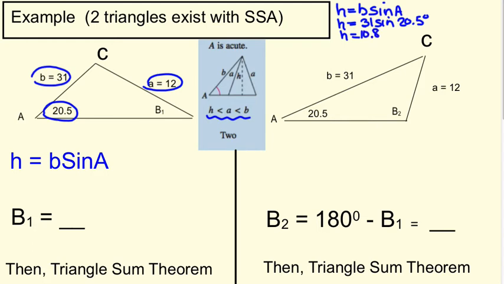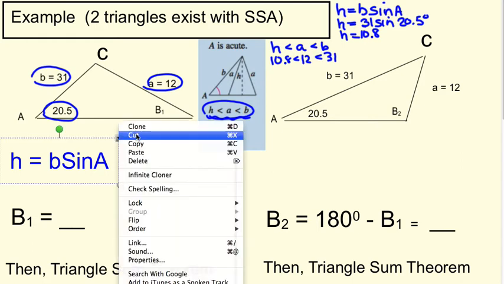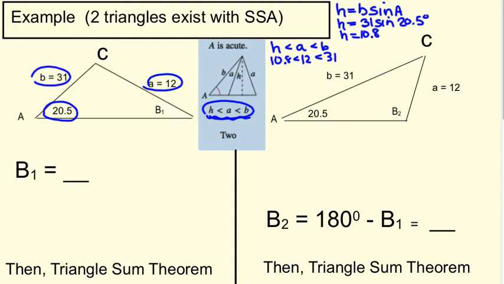Now, this is true right here: our height is smaller than our A, and A is smaller than our B. Remember, height is about 10.8, our A is 12, and our B is 31. So we have two triangles. I've drawn the picture of these two triangles, and we're going to find the missing pieces. The first piece is angle B. We're going to use the law of sines, and I call this B1.